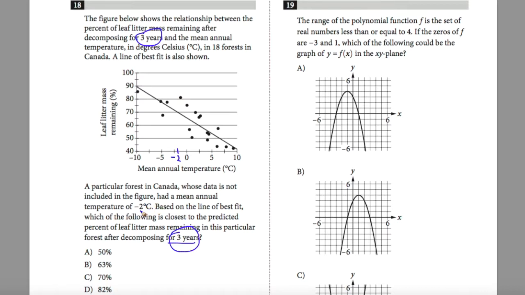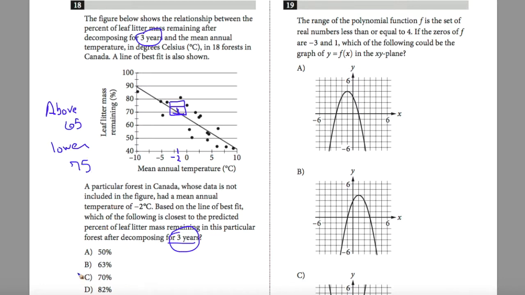And here's my temperature of -2, and I'm going to slide up to my line of best fit, and I'm going to see that I'm going to be somewhere within this range here. So one of my answer choices is going to fall within this range. I appear to be above 65, and I also appear to be lower than 75 if I were to draw this more accurately. So my answer should be above 65 and lower than 75. So I'm going to go down and look at my answers.